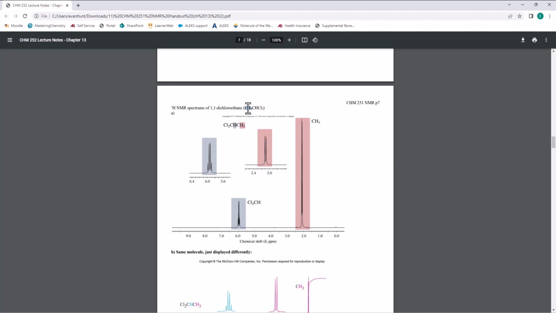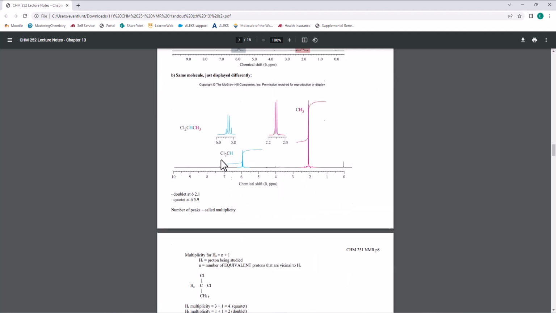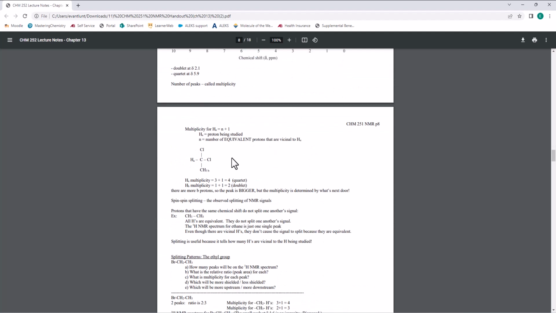So using this here, we see that this CH3 is next to 1 H. The N+1 rule tells us 1 plus 1 is 2, so we should see a doublet. If we look at this H here, we see we're next to 3 H's. 3 plus 1 is 4, so we should see a quartet. And that can be used for any number of protons.